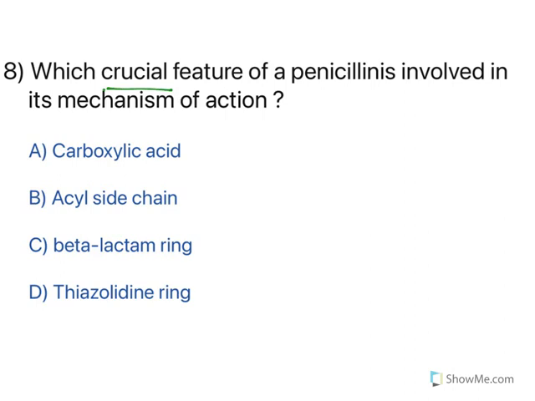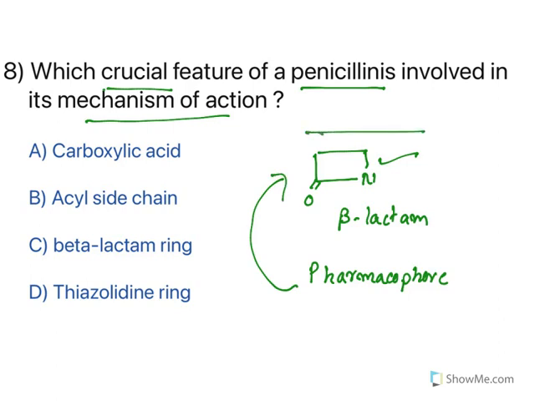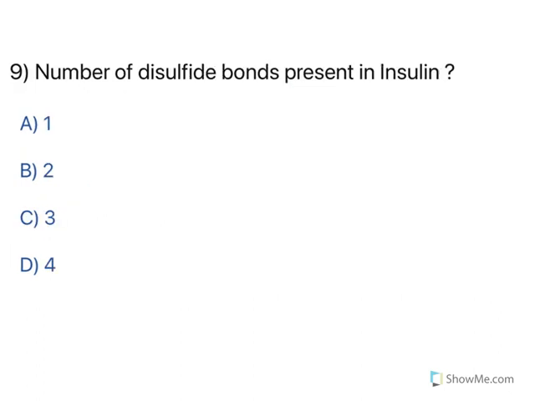Now, which crucial feature of penicillins is involved in the mechanism of action? See, I have explained what a beta-lactam is. So this is called a beta-lactam. The class itself is known as beta-lactam antibiotics because this structural feature is important for its mechanism of action, and this is known as the pharmacophore. The group or atoms responsible for the mechanism of action is known as the pharmacophore. So what is that? Beta-lactam ring. Going to the next one.